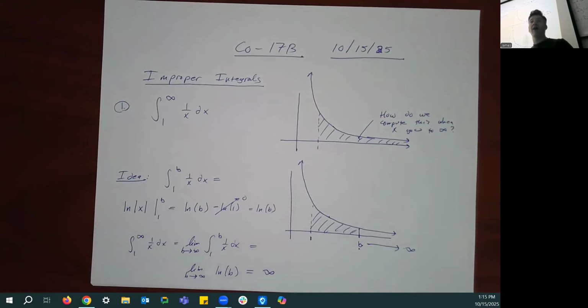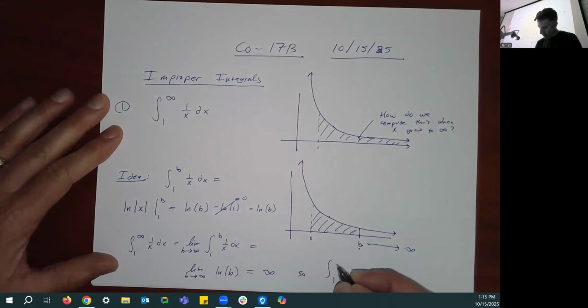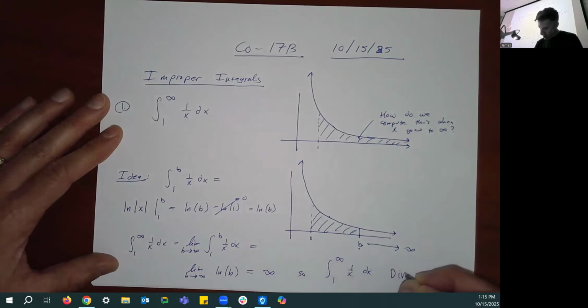That's an infinite amount of area under that curve. So what do we say when the area is infinite, or when this limit doesn't exist? Infinity is not a real number, so this limit doesn't exist. We just like to say more about it. We know it's infinity here. What we say is the integral from 1 to infinity of 1 over x dx diverges.